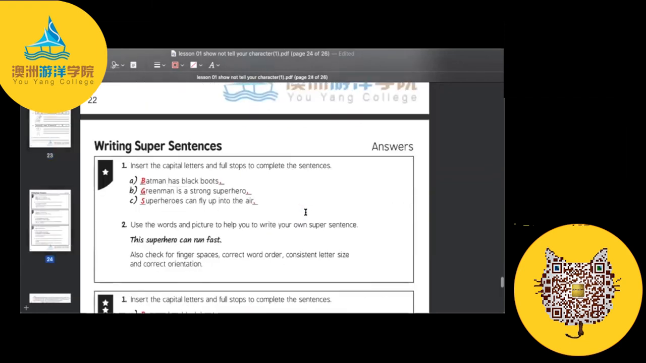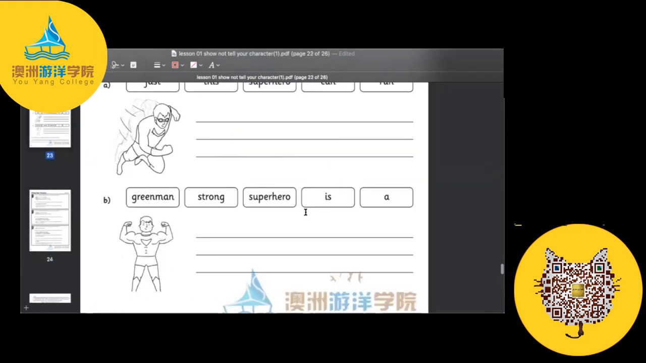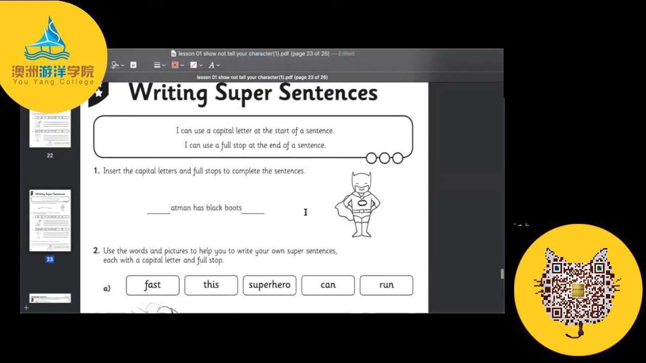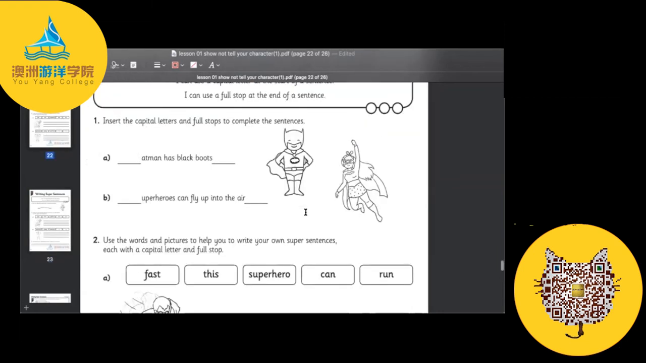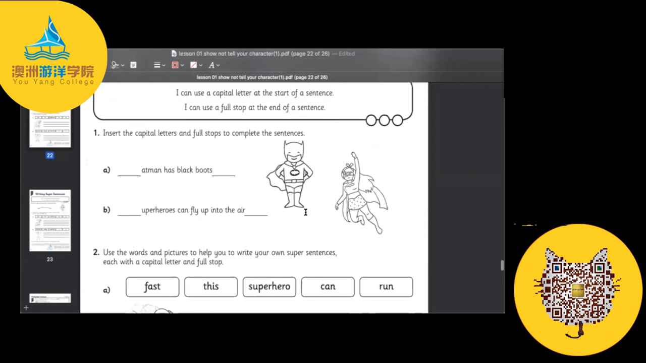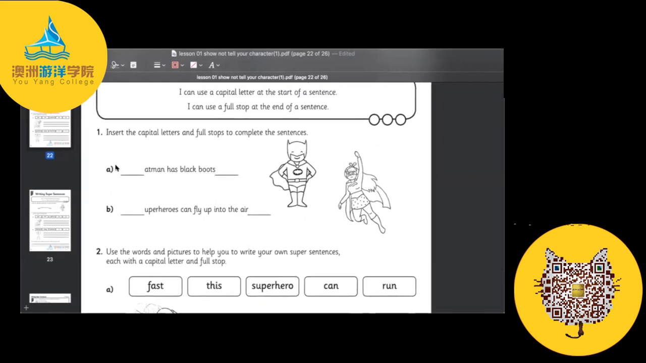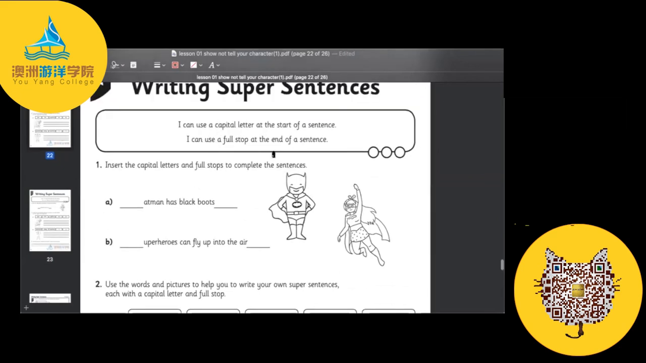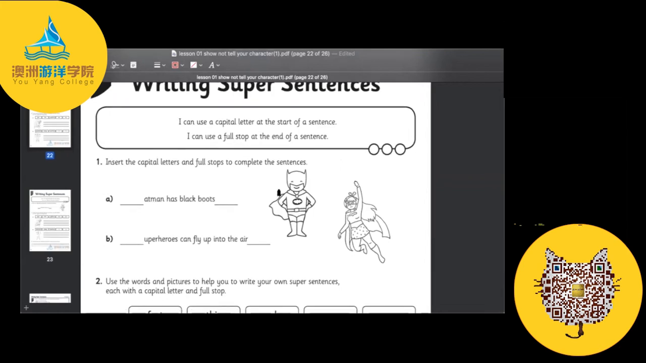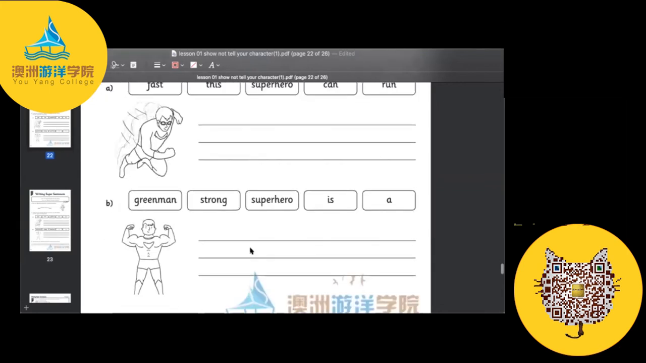What does the Batman's has black boots? Yeah, so all it's asking you to do, which is pretty easy for you guys, I'm sure, is just to use a capital letter and a full stop. Oh, that's easy. Yeah. Oh, it says another creating a character at the very back.